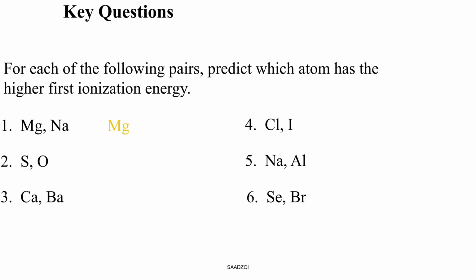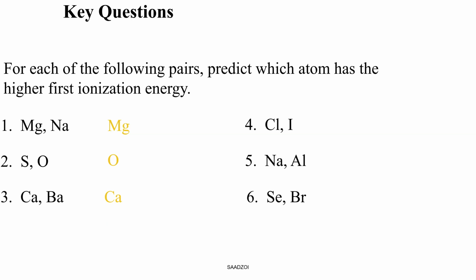S and O. S and O are both in the same family. If you look at it, it's in group 6A. Oxygen is directly above sulfur. So that means sulfur has one more shell of electrons than oxygen. Because of that, sulfur is going to have a lower ionization energy, which means the answer to this question is oxygen, because it has fewer shells. The fewer shells you have, the greater the ionization energy. Calcium and barium, they're also in the same family. Which one's higher up? Calcium. So it's going to have a higher ionization energy. Once again, the higher it is, the fewer shells it has, and the higher the ionization energy.